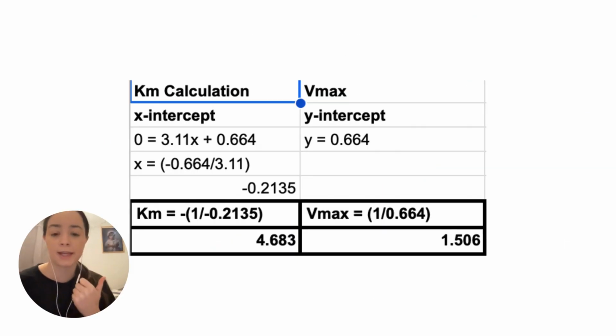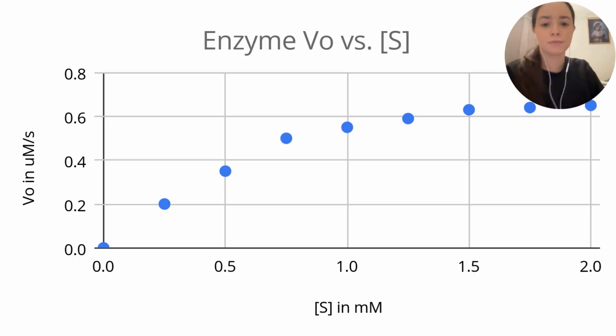And this is just explaining how exactly I found those values. We already know that the y-intercept is 0.664 because of the equation on the graph. So you do 1 divided by 0.664, and that's how you get the value for Vmax. And then for Km, you just solve for x, and then you do negative 1 divided by negative 0.2135, and then you get 4.683.